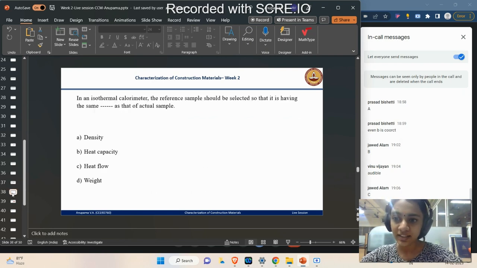Okay, let's move to the next question. In an isothermal calorimeter, the reference sample should be selected so that it has the same dash as that of the actual sample. This question was discussed in a different way a few questions before, even in the same live session. In an isothermal calorimeter, we use a reference sample and a sample which we have to analyze. Both of them should have the same density, or same heat capacity, or same heat flow, or same weight.